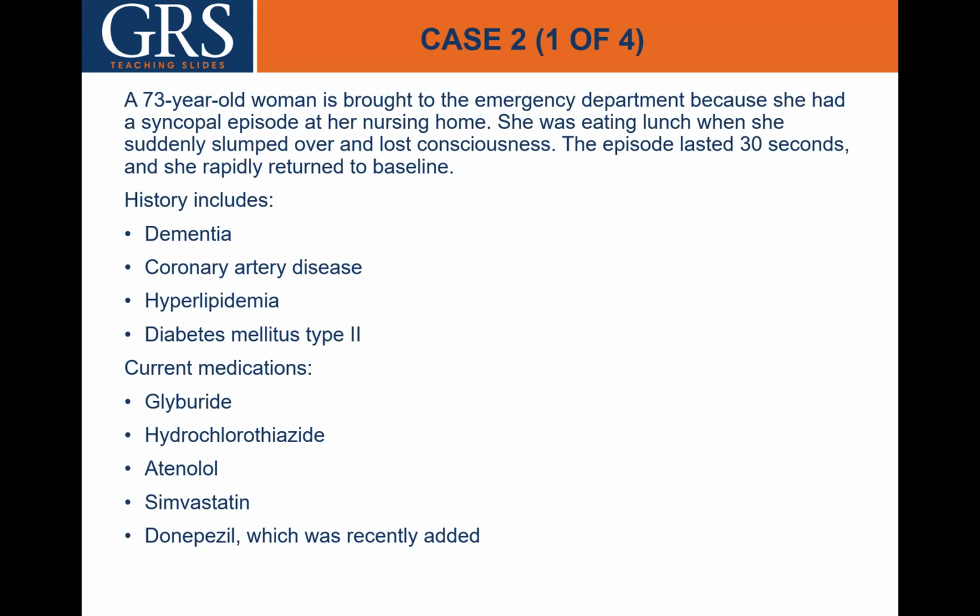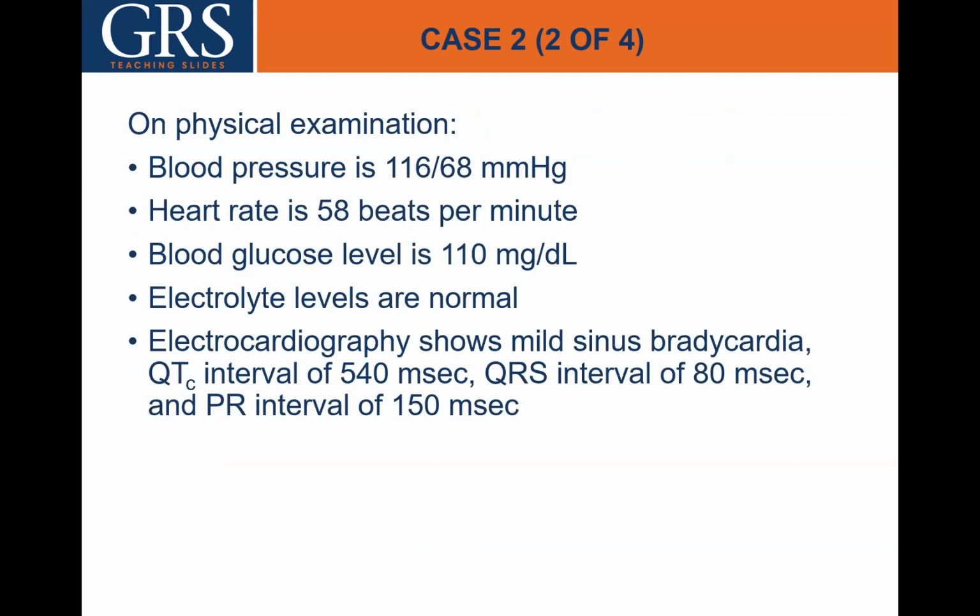So here's the second question. A 73-year-old woman is brought to the ED because she had a syncope episode at her nursing home. She was eating lunch when she suddenly slumped over and lost consciousness. The episode lasted 30 seconds and she rapidly returned to baseline. History includes dementia, CAD, hyperlipidemia, diabetes, current medications including glyburide, HCTZ, atenolol, simvastatin, donepezil. On physical exam, blood pressure 116 over 68, heart rate 58, blood glucose 110, electrolytes normal, ECG shows mild sinus bradycardia, QT interval 540, QRS interval of 80, and PR interval 150.